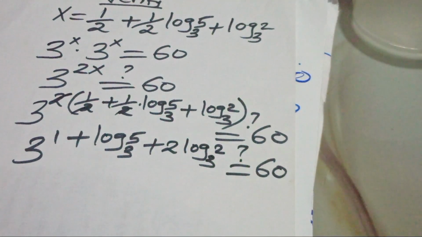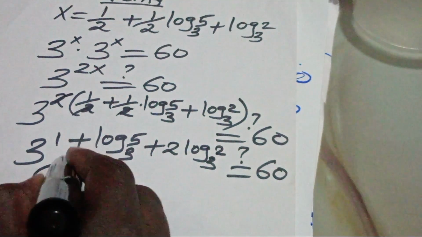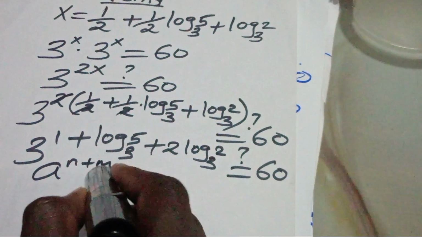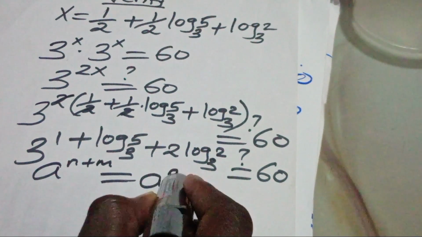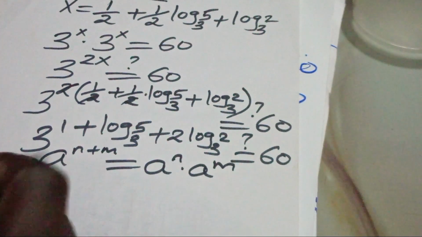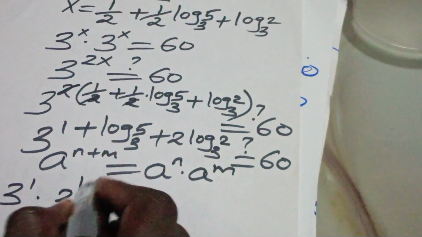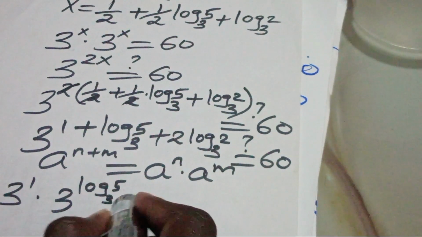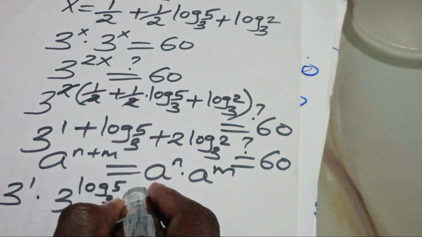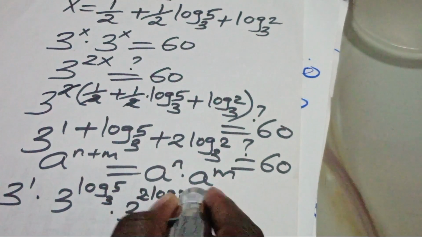Now, you can see that 3 to power 1 plus log 5 to base 3 plus 2 log 2 to base 3, actually this is in the form of a to power n plus m, which we can express as a to power n multiplied by a to power m. Now, applying this indices identity, we'll have 3 to power 1 multiplied by 3 to power log 5 to base 3 multiplied by 3 to power 2 log 2 to base 3. This should give us a value of 60, okay?